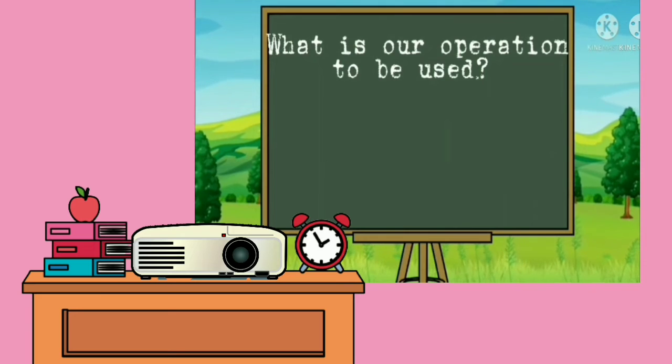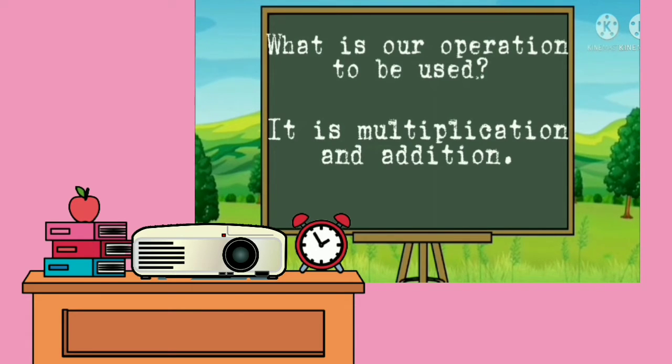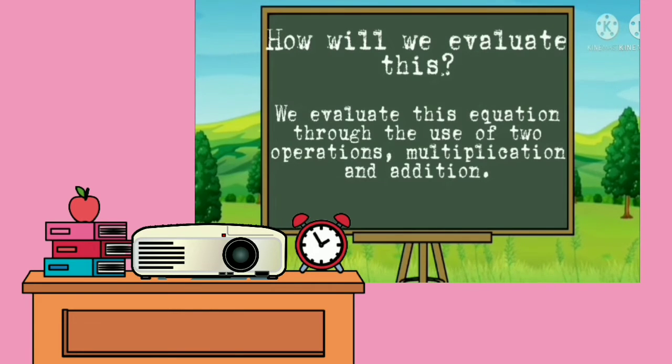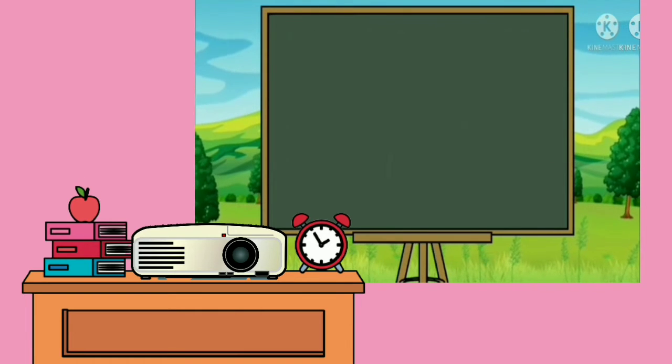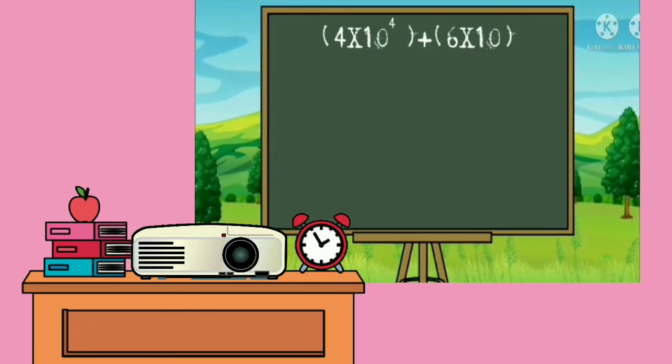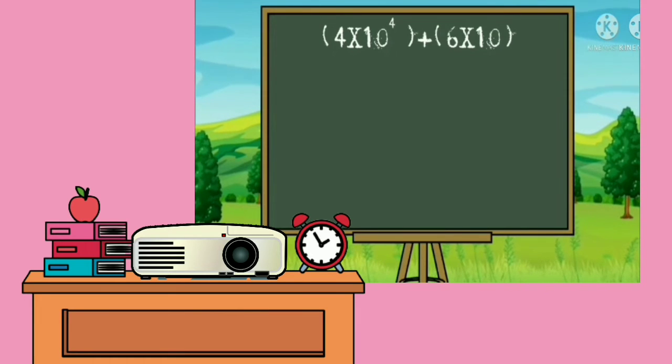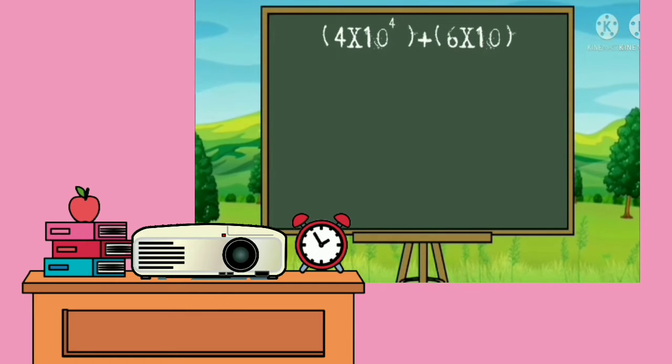Now, what is our operation to be used? It is multiplication and addition. How will we evaluate this? Alright, we evaluate this equation through the use of 2 operations, multiplication and addition. Right? Now, open parenthesis, 4 times 10 raised to the power of 4, close parenthesis, plus open parenthesis, 6 times 10, close parenthesis. So we need to evaluate first the first parenthesis there.